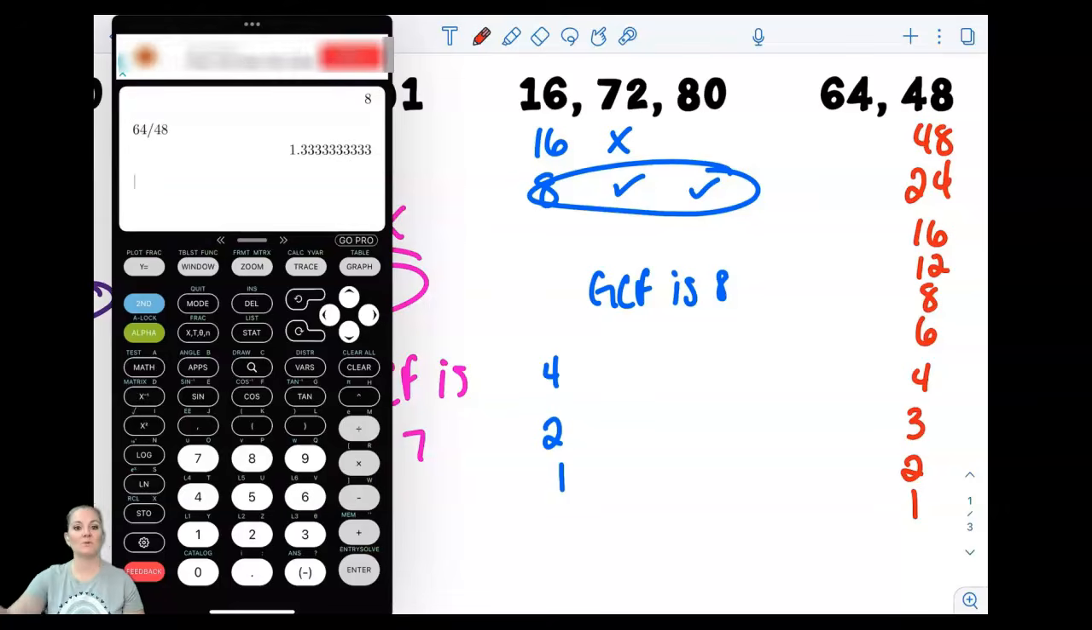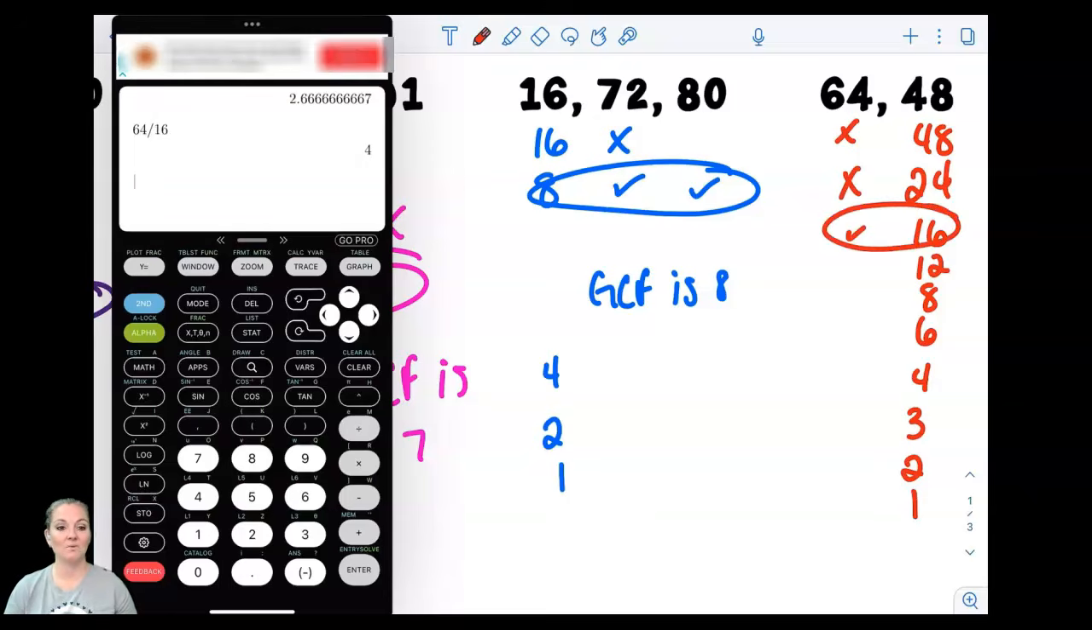So see which of those works for 64. 48 doesn't, 24 doesn't, 16, maybe 16 does work. So your GCF on that one is 16.